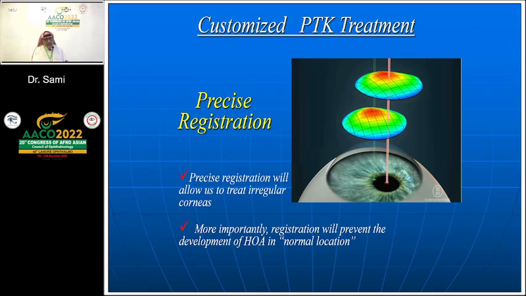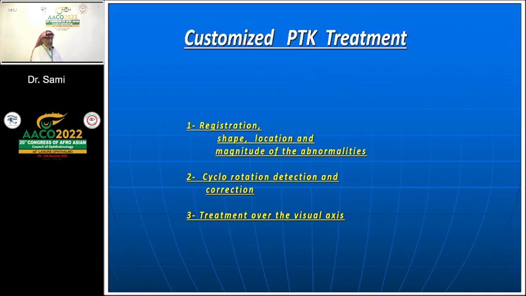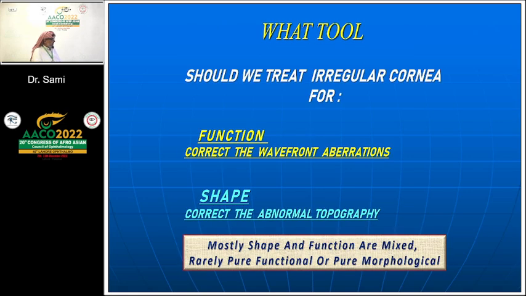Centration is important, not only because you want to correct this error and have to be exactly on it, but if you put your energy in the wrong place, you are inducing another error. So we are not correcting; we are inducing another high order error if there is no centration or there is tilting. So you have to have registration. Registration of what? Registration for the shape, for the location, for the magnitude of the abnormality. And if there is cyclotorsion, all our patients do have some, you have to detect it and correct it, and you have to treat on the visual axis, not anywhere else. Okay? And then, what tool?